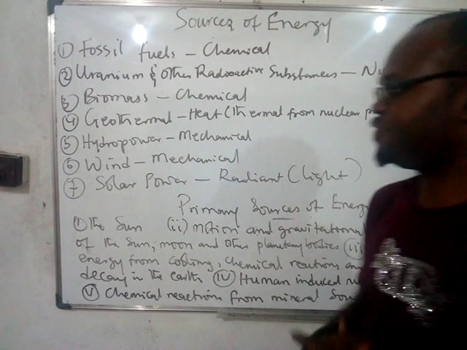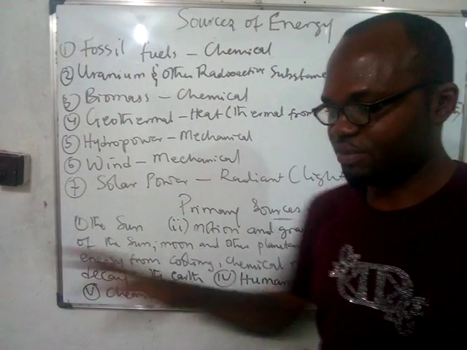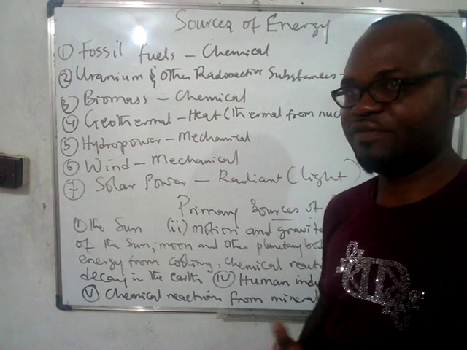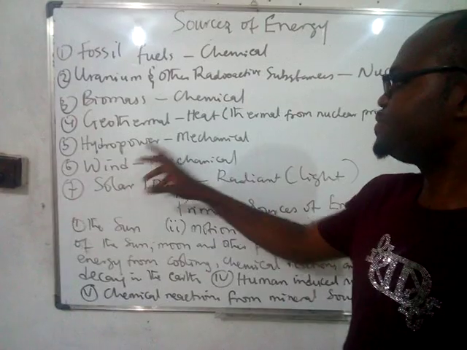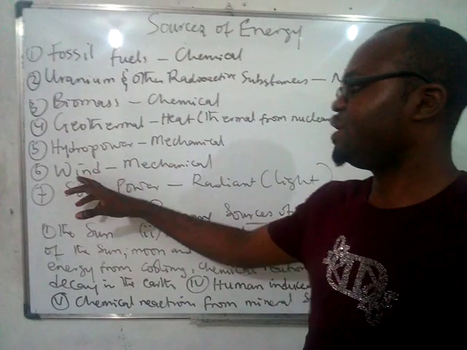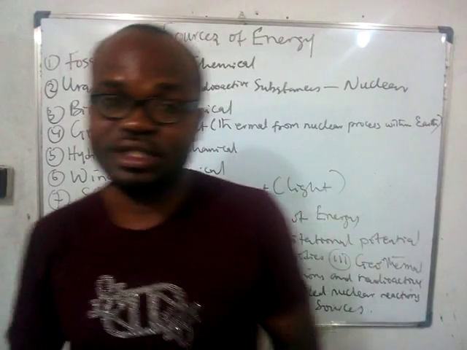Hydropower, that's from big water motion. You can have that from like the Kainji Dam hydropower, that is power from water. It's a mechanical form of energy. We have wind energy and we have solar energy. So those are the major classes of energy that we have.